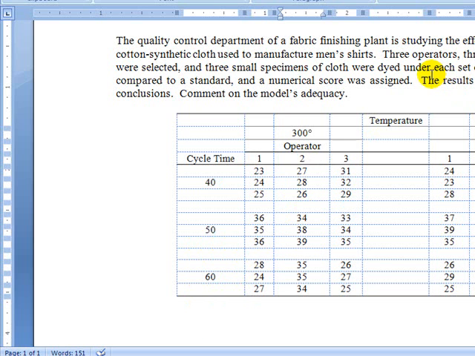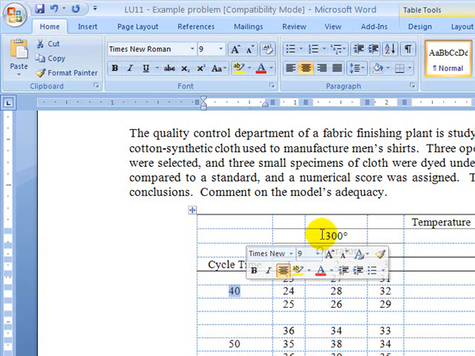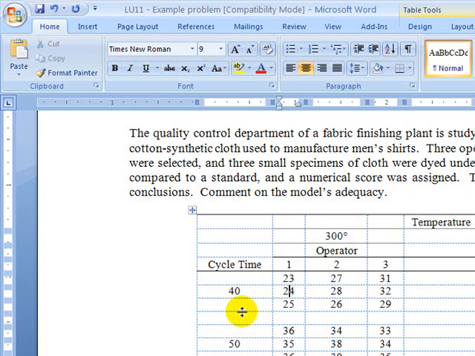And the problem says that at each particular level of the factor combination, three replicates of the experiment were performed. So for example, at cycle time 40, temperature 300 degrees, and for the first operator, for these levels of the factors, three experiments were performed, right? And we have the scores for these experiments, and the higher the score, the better the fabric, right?